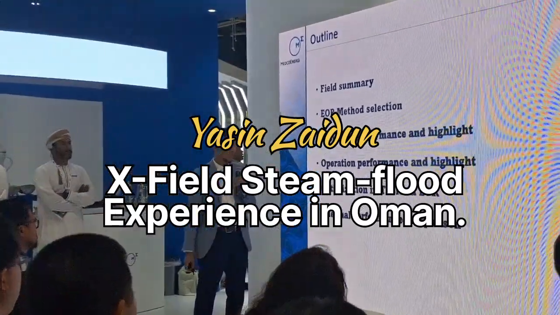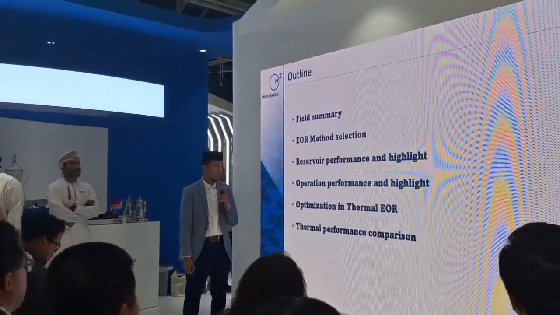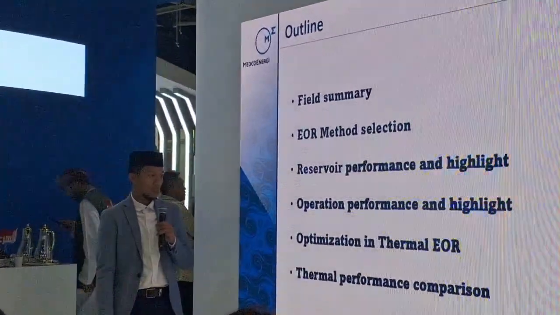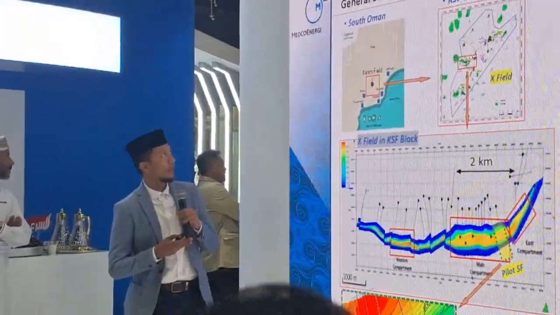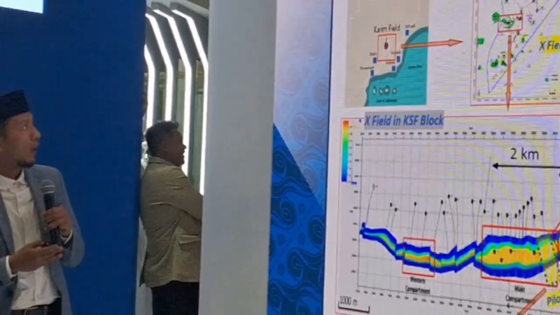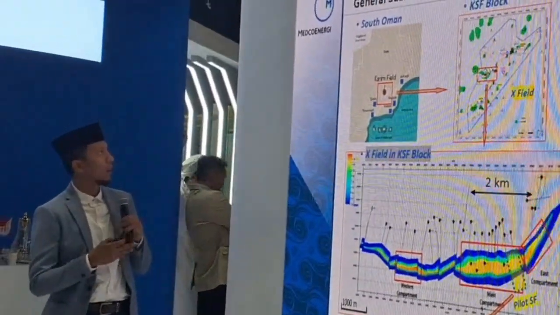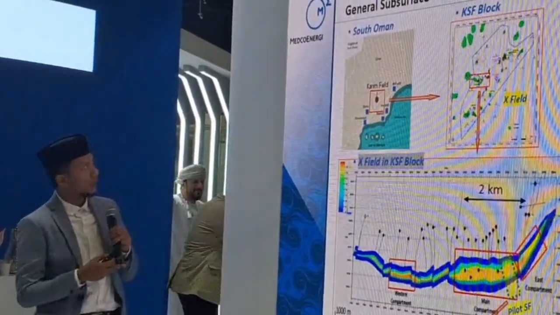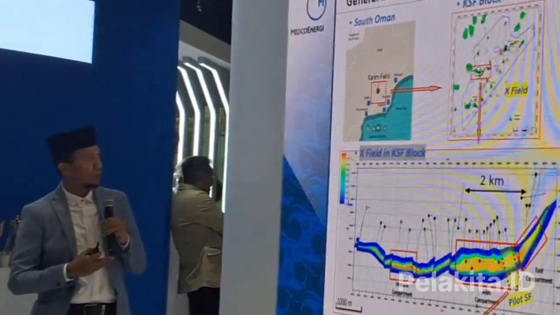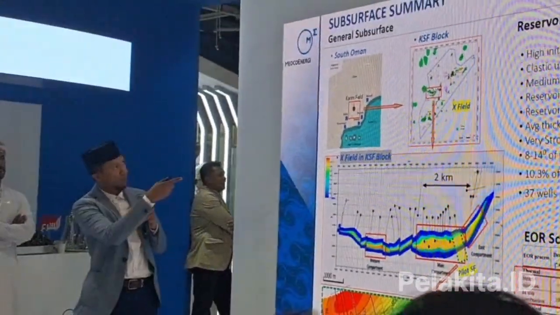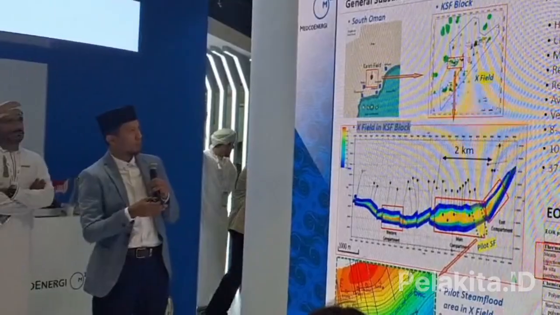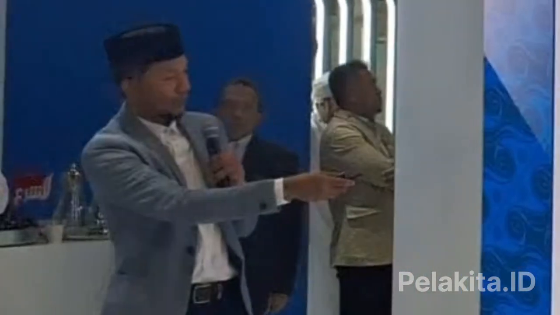Performance and optimization in this thermal unit, and then we will see the comparison with the other field. Okay, so this is the field. Medco has a block in Oman, located in South Oman, around 1 or 2 hours maybe before Salalah, Southern Oman. And this is the block, a small field block. And then we have a field there, we call X field.